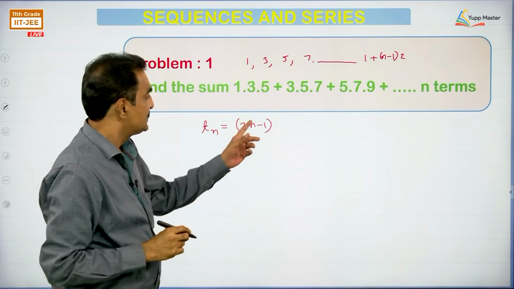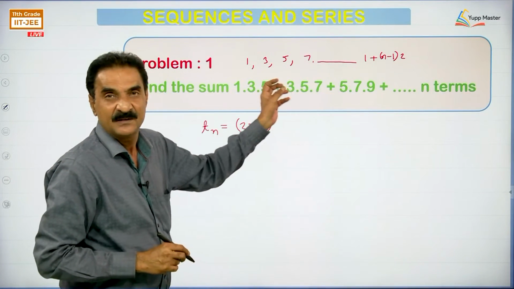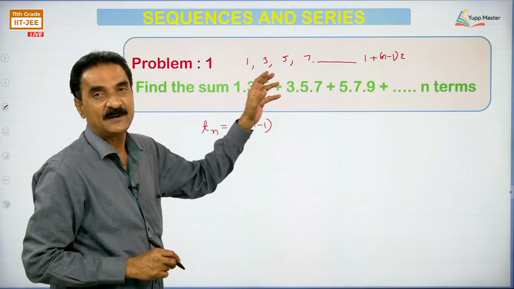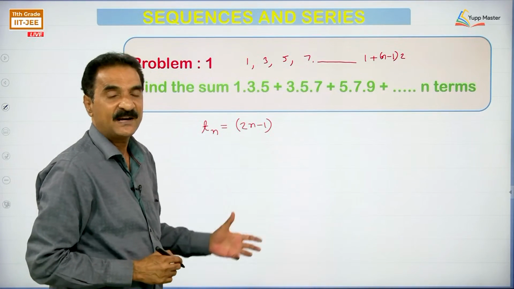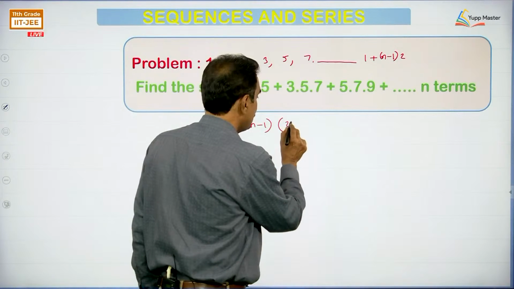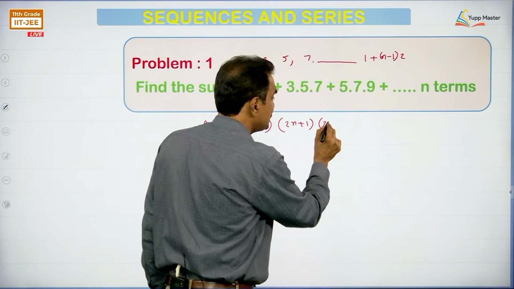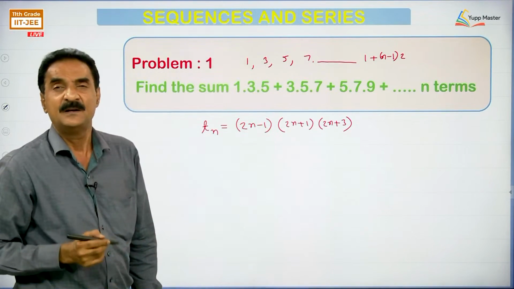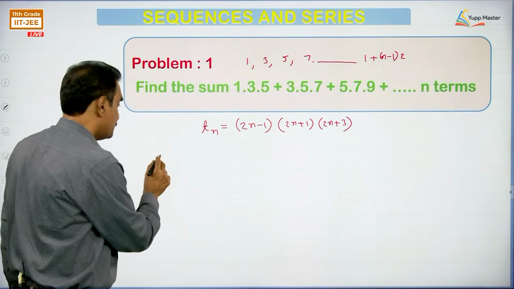Now the second factor is the first factor plus 2. If you observe the terms, every second factor is the first factor plus 2, and the third factor is the second factor plus 2. Alright. So the first factor is 2n minus 1. The second factor will be 2n minus 1 plus 2, that is 2n plus 1. The next factor will be 2n plus 3. Alright.